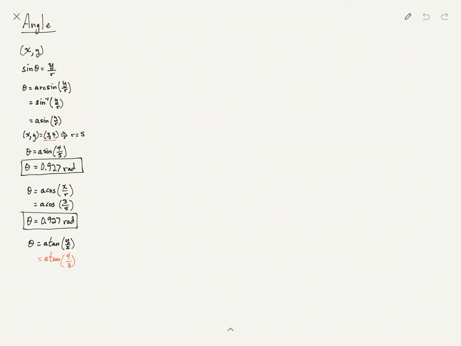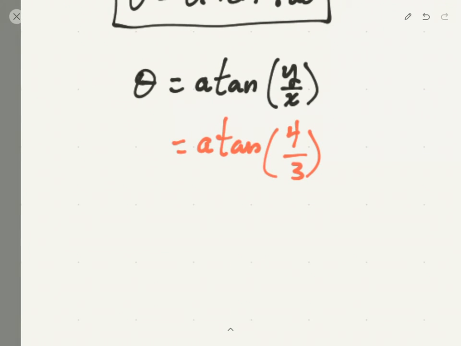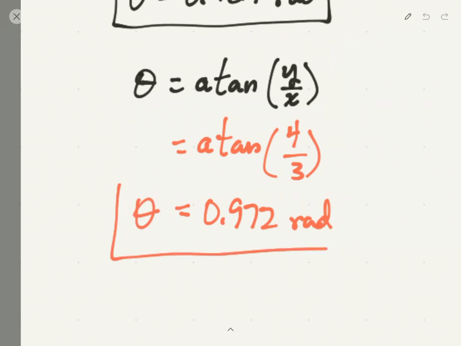So you have several ways to achieve the exact same thing, 0.927 radians. That's it.